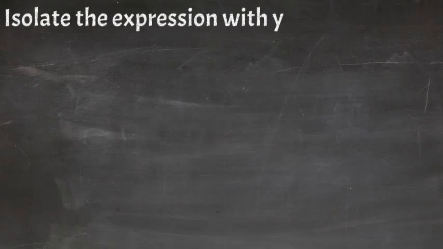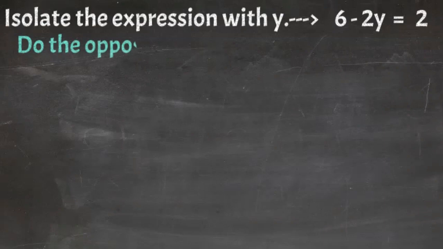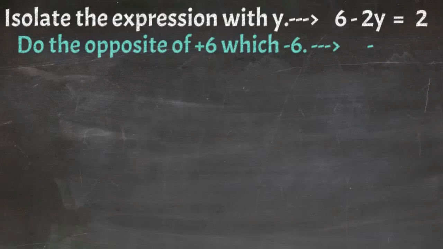Let's try another one. Isolate the expression with the y in it. So be careful on this one. We get 6 minus 2y is equal to 2. So what we are doing to the minus 2y is adding 6 to it, so we do the opposite of that, which is subtracting 6. Any math you do must be done to both sides.